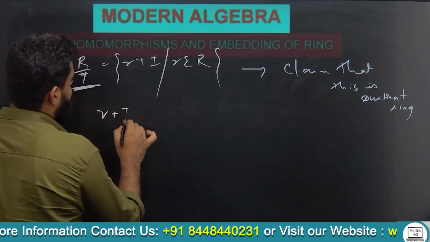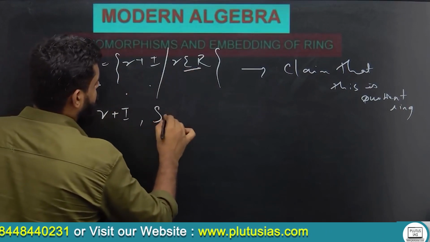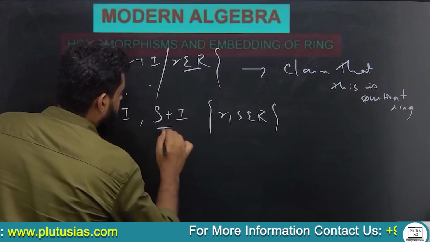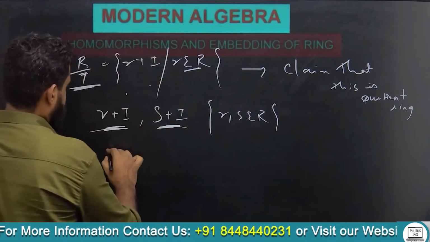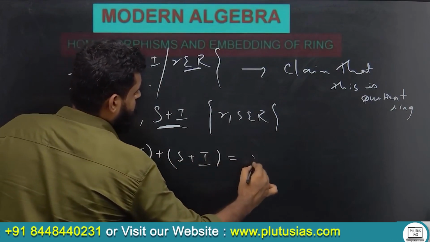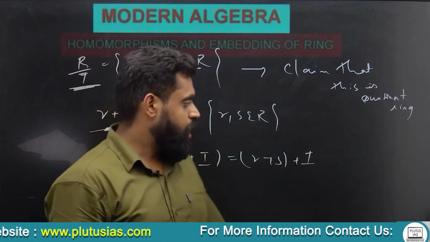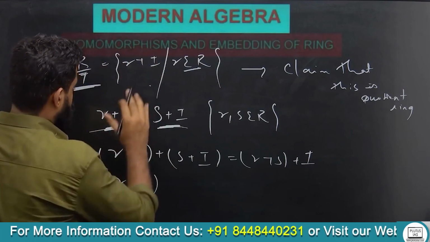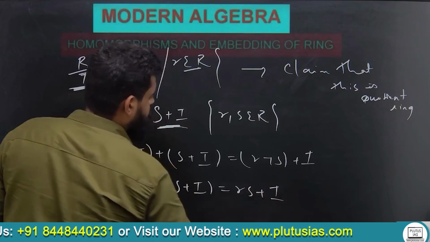Suppose r plus I is an element of this, for r belonging to R, and another element is s plus I, where r, s belong to R. This is one coset, this is another coset with respect to I, and I define the addition to be r plus I plus s plus I equal to r plus s plus I. And the product, for any elements of this quotient ring, r plus I times s plus I is equal to rs plus I.